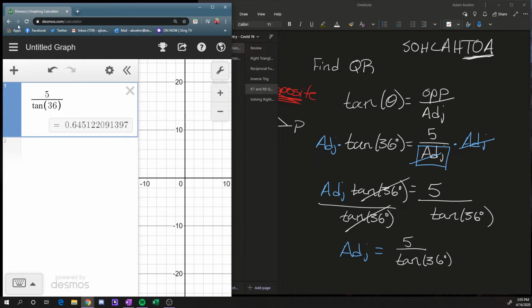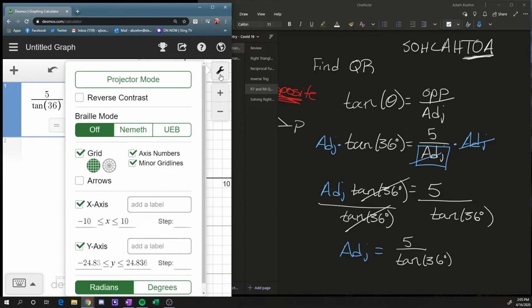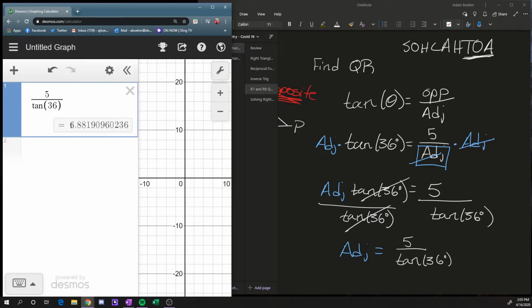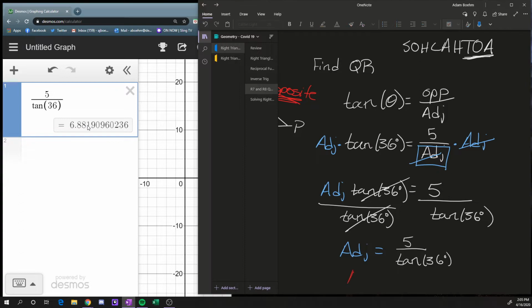Okay, so in order to make sure that this is in degrees, we have to go to this wrench icon up top right, click it. At the very bottom of this tab that opens is a radians and degrees option. We want it to be in degrees, so click over degrees, click on it, and the answer will be what we want it to be. Okay, so the answer to this entire problem is just 6.88.